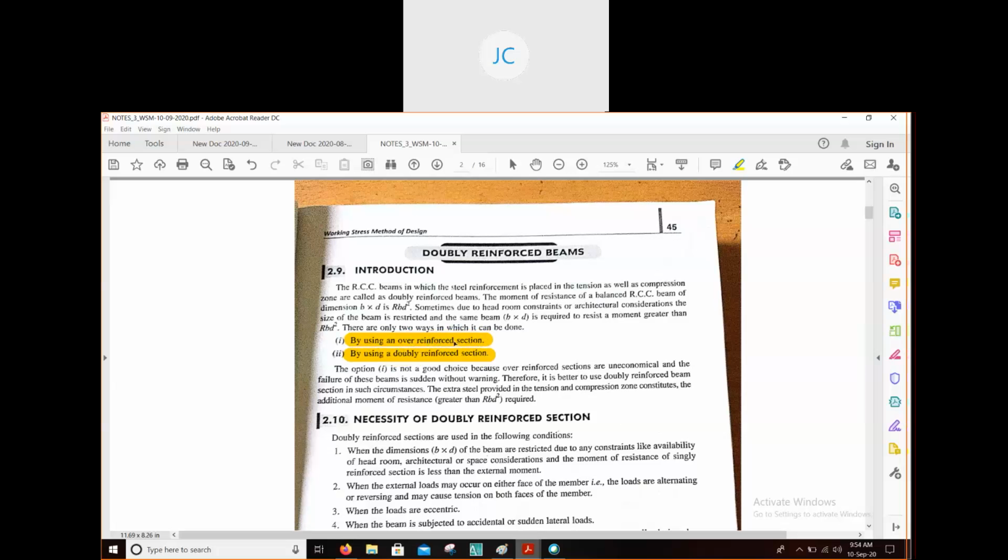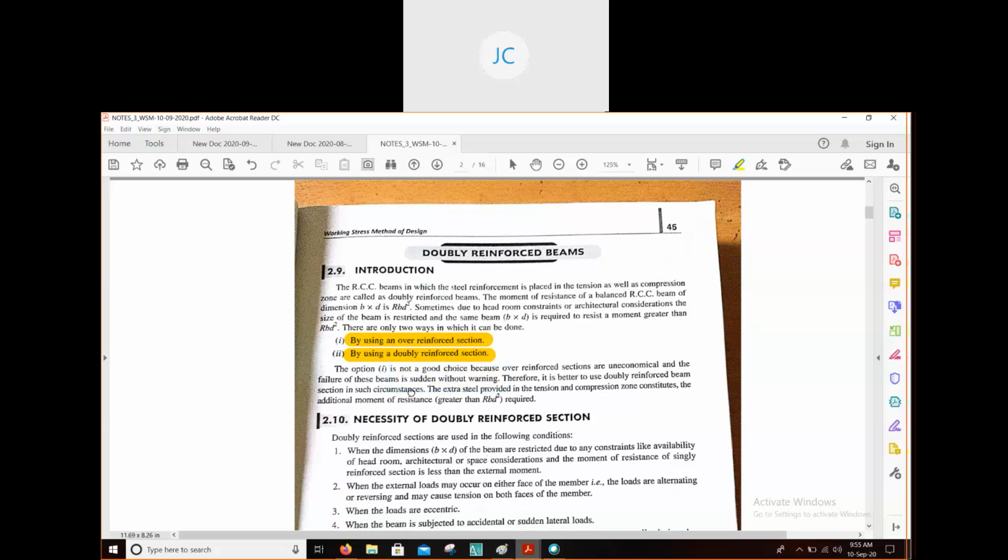So we will never go for an over reinforced section, because if you go for an over reinforced section, this will become uneconomical, and also the failure of these beams is sudden. That means it will not give you any warning time and it will be very risky. So we will never go for an over reinforced section. So the only option we have is using a doubly reinforced section.